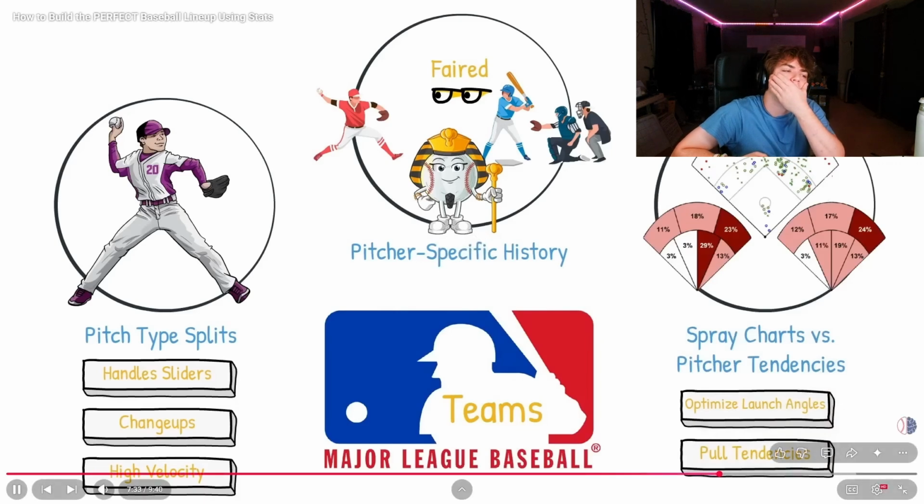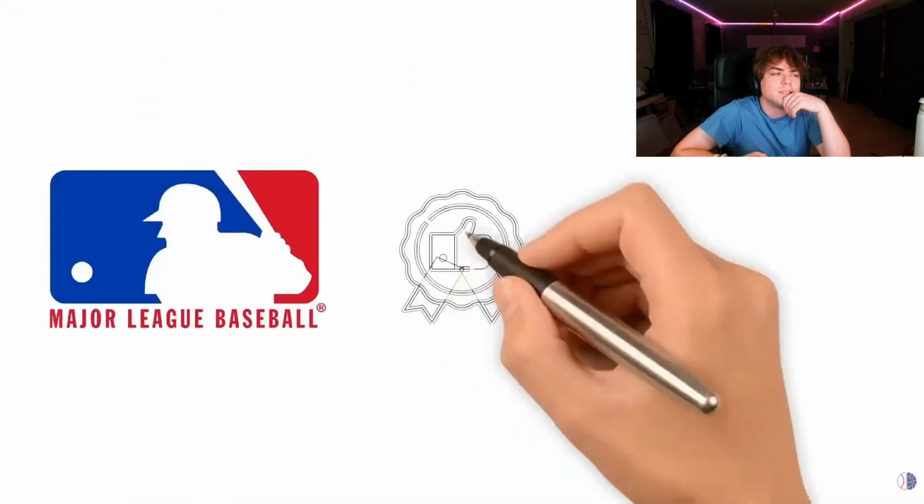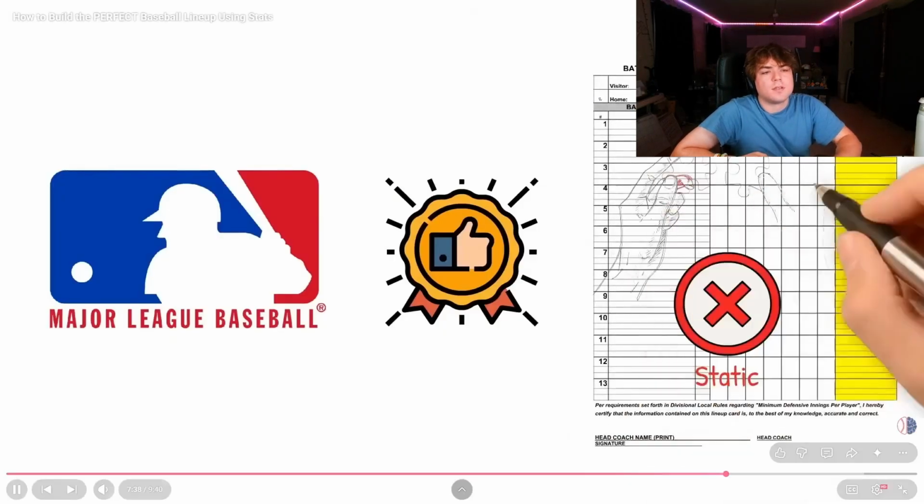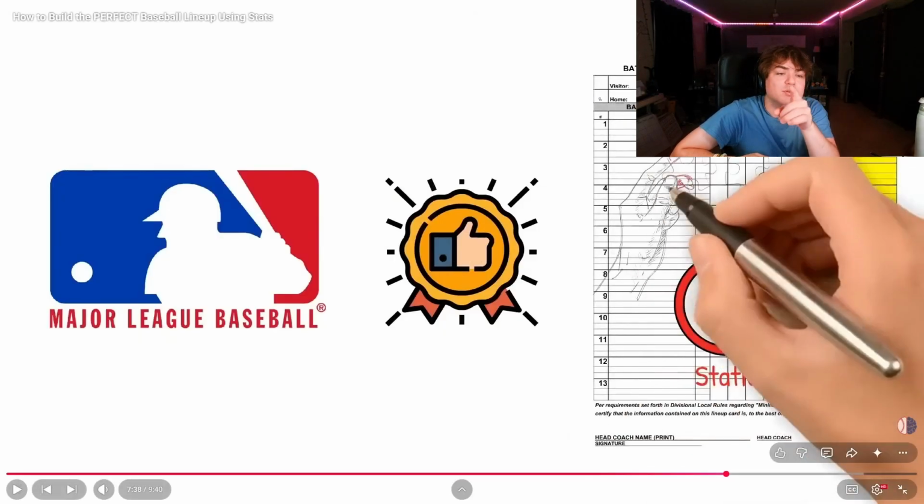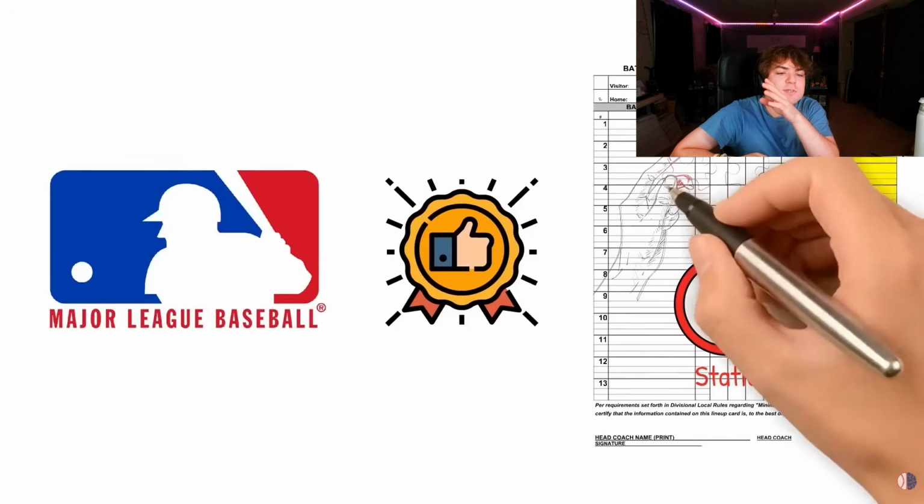The bottom line, in the big leagues, the best lineup isn't static. It's a daily optimization puzzle. Which is why this is what the Brewers do. The Brewers change their lineup every single day.